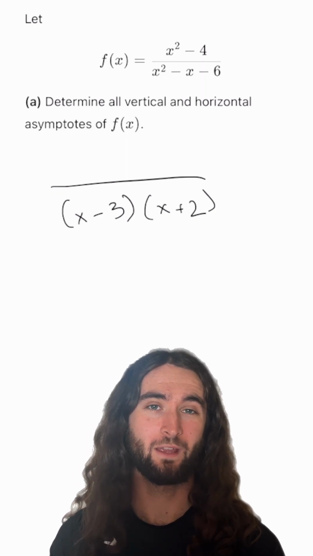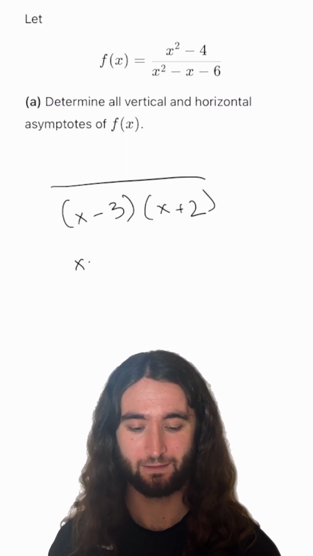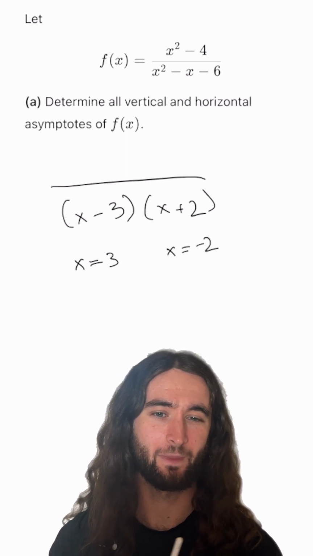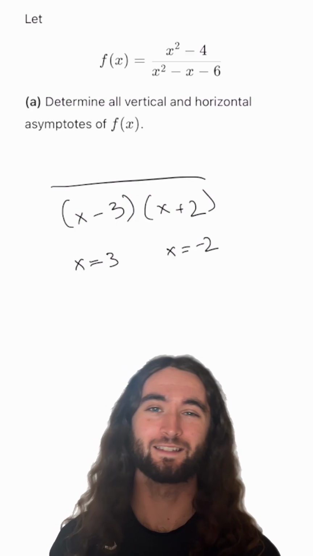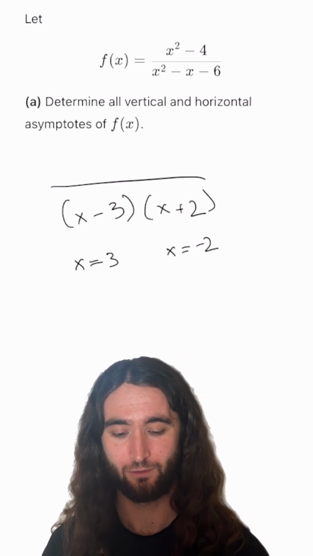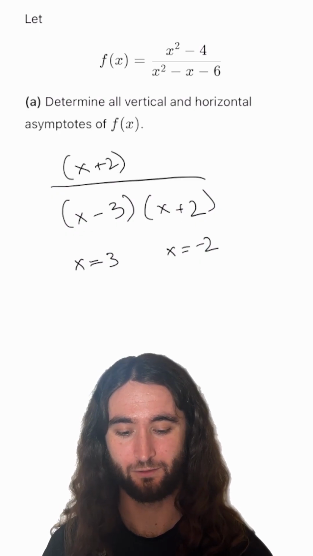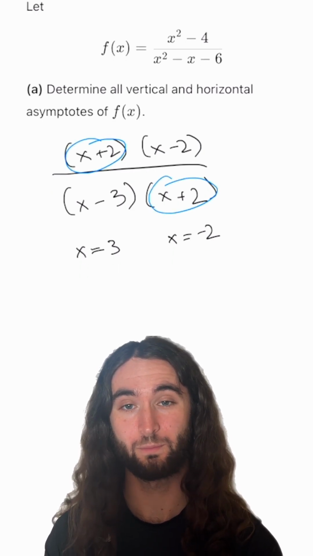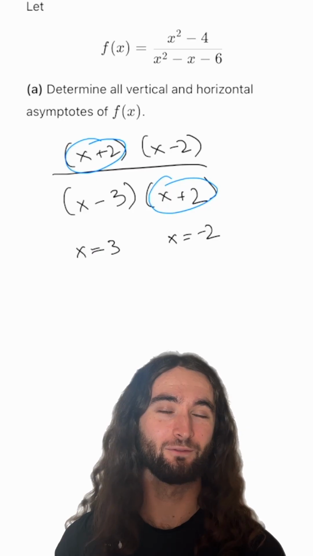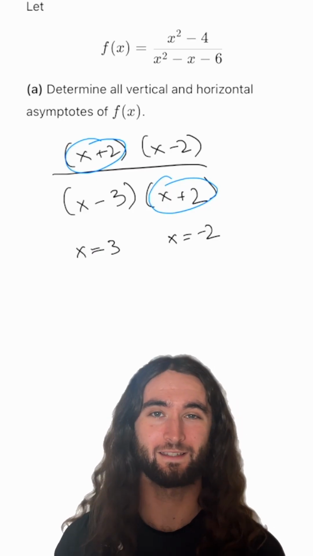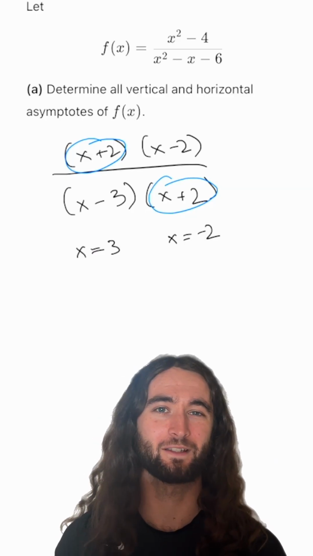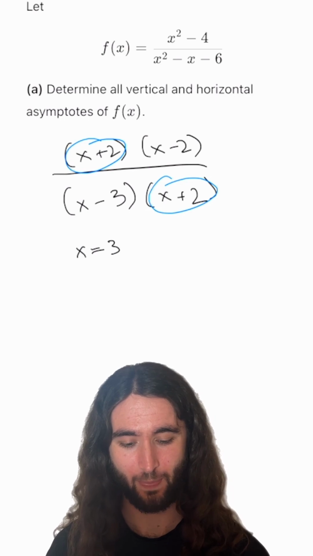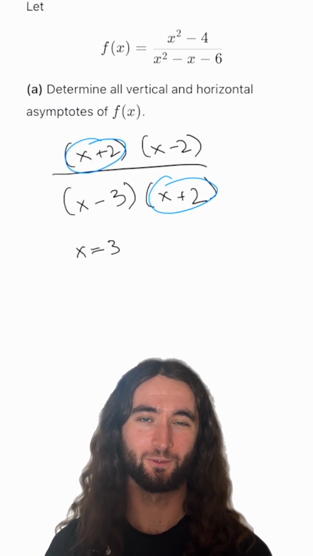So it's tempting to say right away that the vertical asymptotes occur at x equals 3 and x equals negative 2. But I've missed something. You have to factor the numerator as well and see if it has any of the same factors. The numerator is x plus 2 and x minus 2. So because this x plus 2 also appears in the numerator, it's not going to be a vertical asymptote. It's going to be a hole instead. So it's just going to be one single spot in the graph that's missing instead of a whole vertical asymptote. So that's not a vertical asymptote. Only x minus 3 is a vertical asymptote.